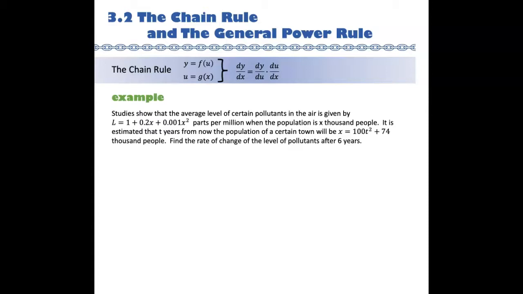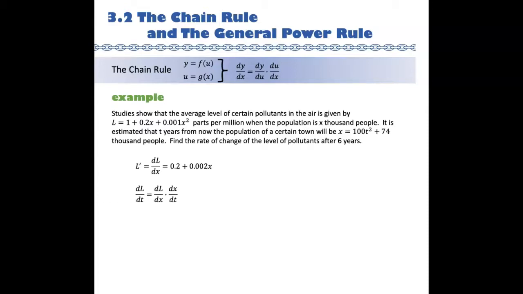To find the instantaneous rate of change of the level of pollution, we can calculate the derivative of the main function L. But that will give us the rate of change of the pollutants in terms of x, which is the number of people, the population. But we want the rate of change of L with respect to time. Notice the question asks about the rate at 6 years. So we need to use the chain rule since we have x, the population, defined as a function in terms of time t.